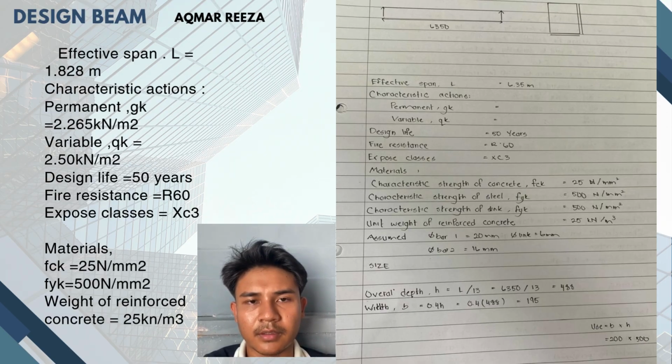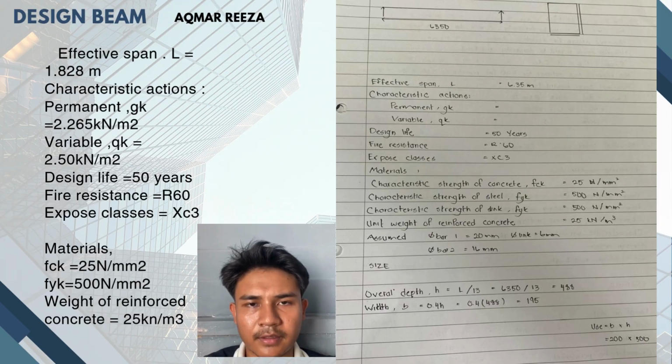So the first, the effective span L is equal with 1.828 meters. For the characteristic actions, the permanent GK is equal with 2.265 kilonewton per square millimeter. For the variable QK, equal with 2.50 kilonewton per square millimeter. For the design life, equal with 50 years.